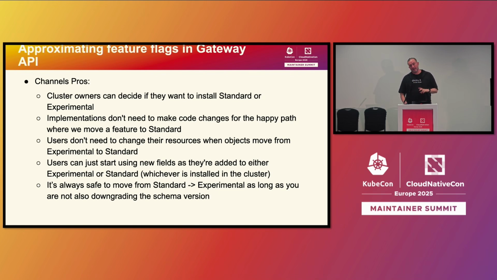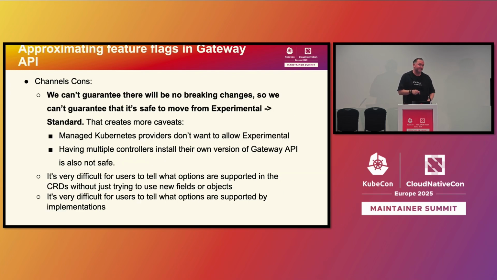So, okay, but that leads us to the big caveat, which is it's never safe. We can't guarantee that it's safe to go from experimental to standard because we might make mistakes. Some things in experimental might break, like we might have to break them. So we can't guarantee that within the same version, if you're going from 1.3 experimental to 1.3 standard, it's safe because your users might be using those functions, and those may not be round trippable, and so they might lose functionality. So that creates more caveats.